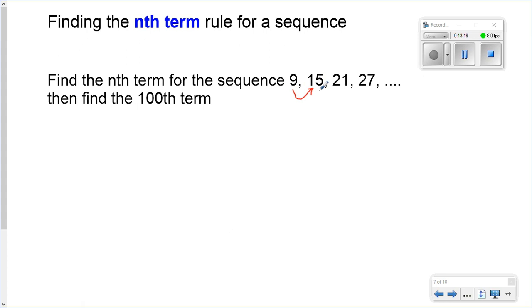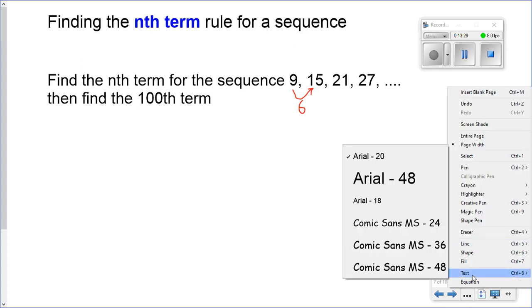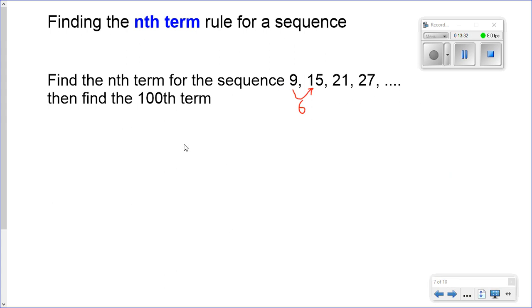So 9 to 15 to 21 to 27, this sequence is going up in sixes. So we're going to have a look at the 6n sequence. So our rule has to have 6n involved. So I'm going to write down 6n. If it was going up in sevens, then we'd write down 7n. If it went up in tens, we'd write down 10n. So what does the 6n sequence look like?